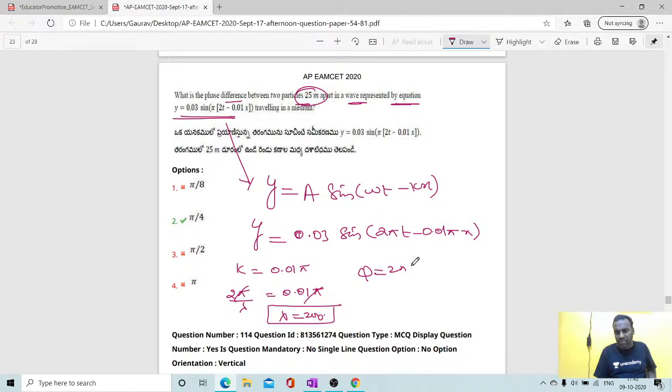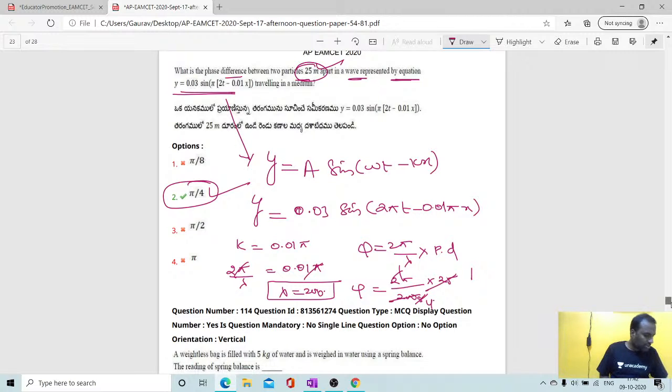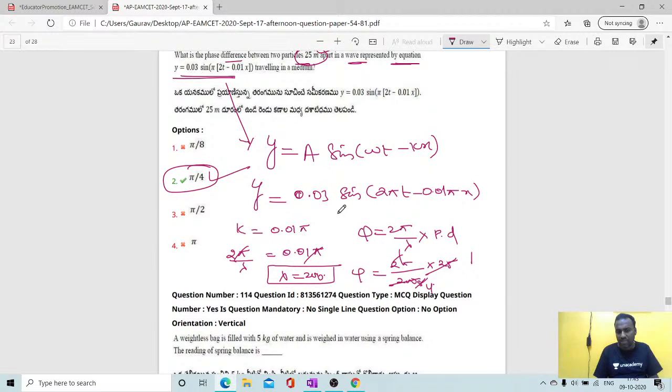Then the phase is equal to 2π by λ into path difference, 200 meters of course. So phase is 2π by 200 into path difference, how much, students? 25, already given in the problem. So 25 times 2, on simplifying, finally you'll get phase as π by 4. Yes, students, got clear everybody? Phase difference is equal to 2π by λ into path difference. Here the path difference is 25 meters. I substitute and then we'll get the answer.